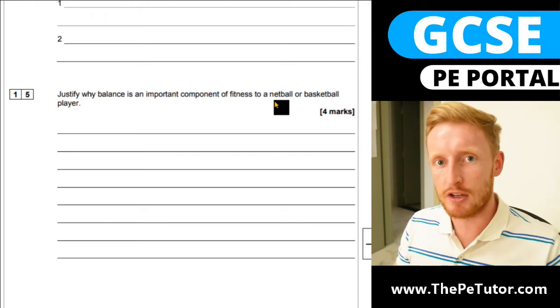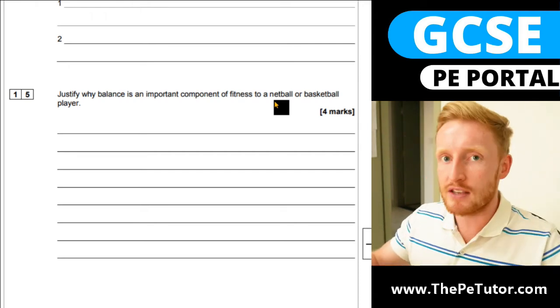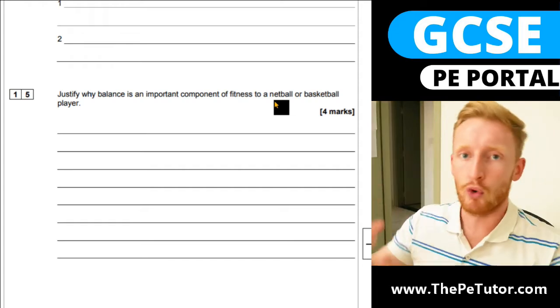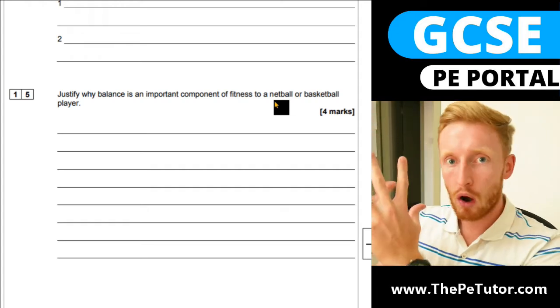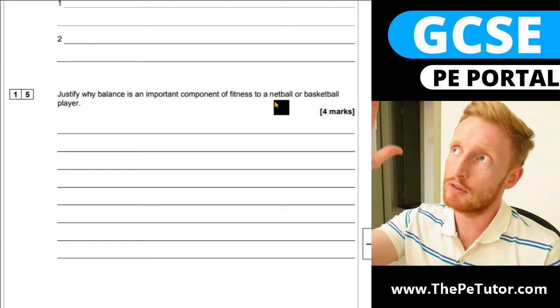If they didn't have stability and they were off balance, then they wouldn't have a strong base of support to actually produce a force from. So suddenly that force might actually start to go awry, it might go wonky, and they might lose the accuracy of their shot.